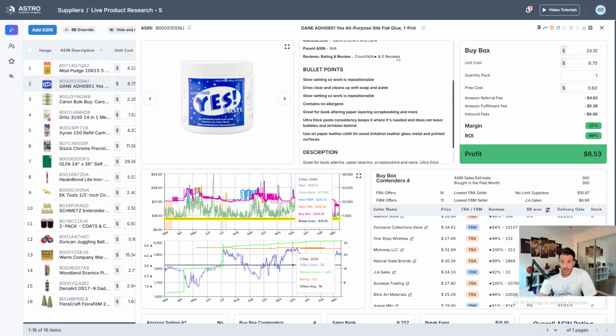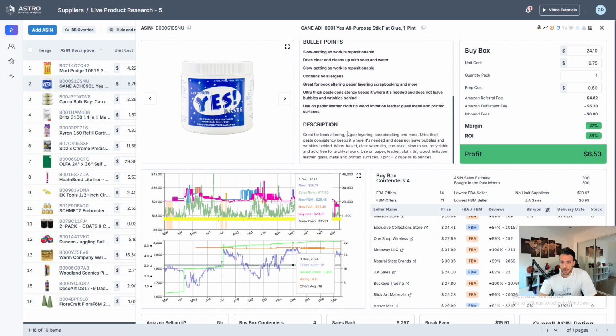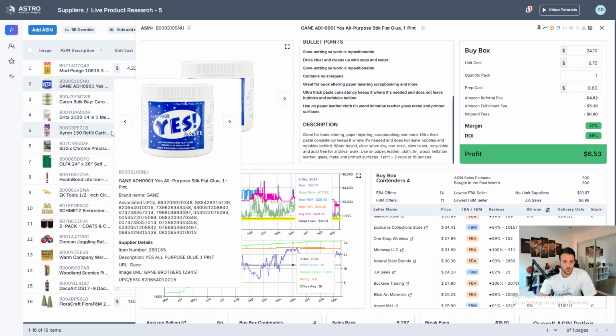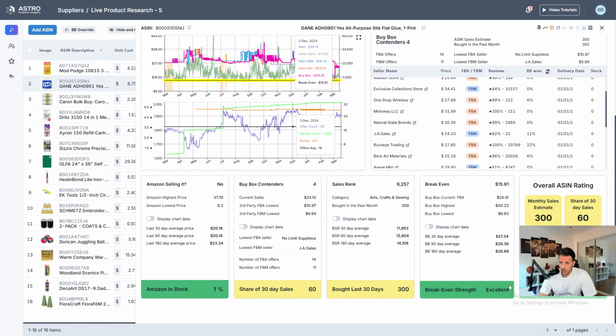Looks good. Just looking at the title, it's not a multi-pack. Just want to compare the title, the product with our supplier's title. Yes, all purposes, glue, pint. Yep, looks good. Very nice price, very nice ROI. All the scores are green.